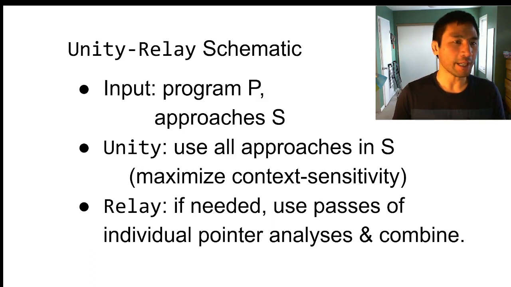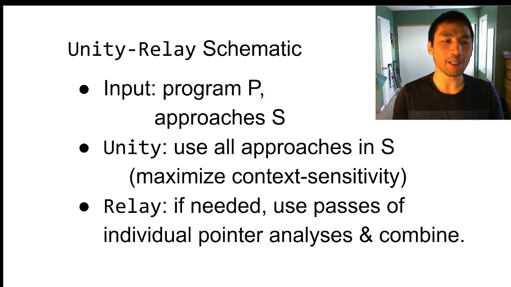Okay, the schematic is you have your program P and you have, in this case, 3 approaches S, which we'll talk about in a bit. And so there's the Unity approach, which is the more expensive approach, and it's use all the approaches in S. And so you maximize context sensitivity. If any of the S's say analyze a thing, then you analyze the thing at the precision that the approach says. So that's kind of expensive.